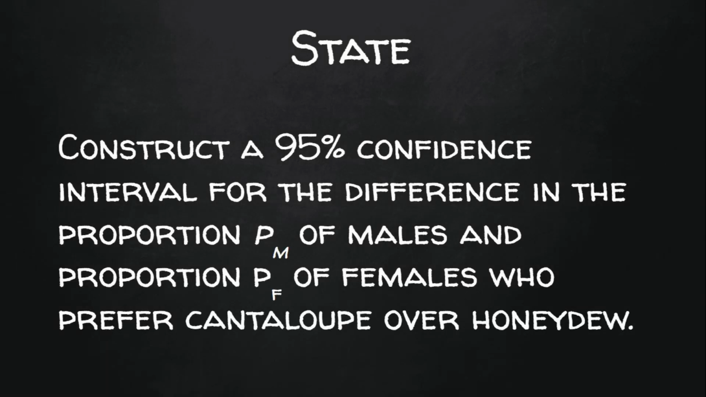Step one is to state the problem. We're going to construct a confidence interval for the difference in the proportion P sub m of males and proportion P sub f of females who prefer cantaloupe over honeydew.